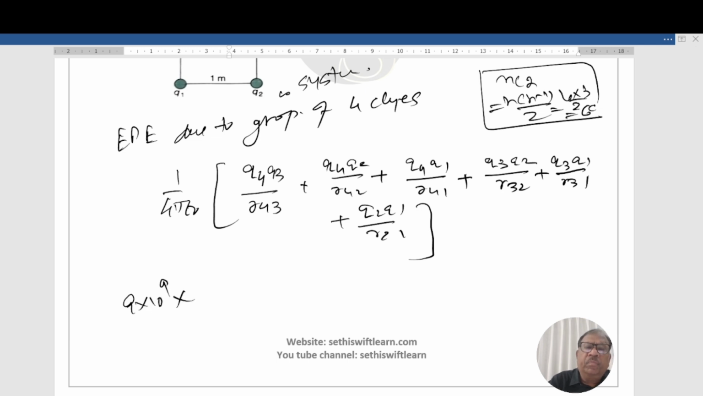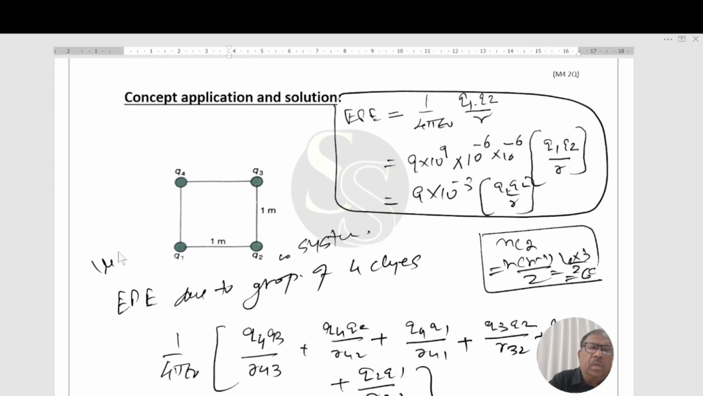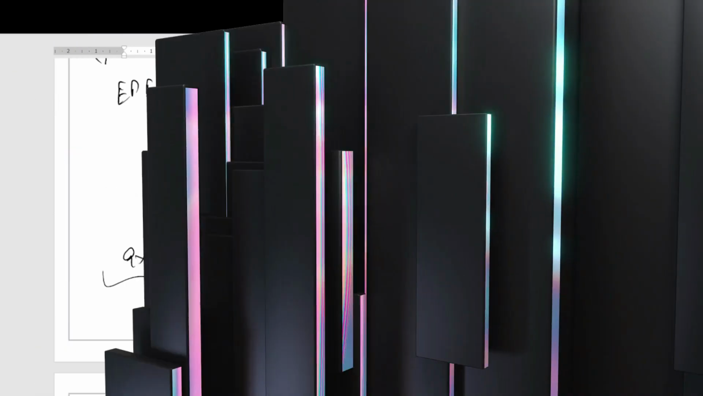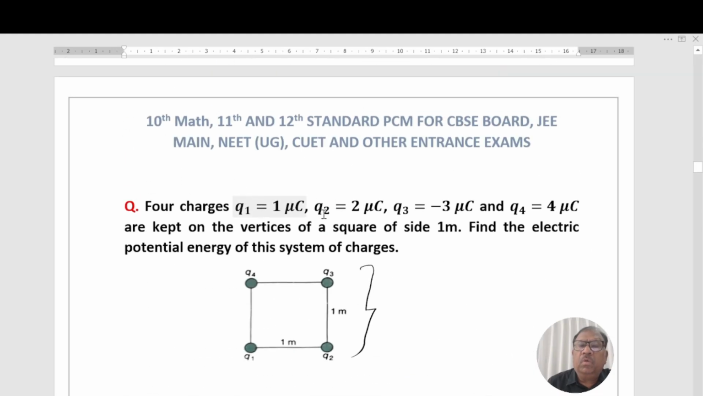इसका कॉमन ले लेंगे, 10 to the minus 6 into 10 to the minus 6, ये कॉमन ले लिया. इसकी जो वैल्यू गिवन है हमें, ये 1 माइक्रोकूलम है, ये 2 माइक्रोकूलम है, ये -3 माइक्रोकूलम है, ये 4 माइक्रोकूलम है. 1 मीटर, ये डिस्टेंस डायगोनली होगी, √2 मीटर हो जाएगी, ये भी √2 मीटर हो जाएगी. Now we will substitute the values. On substituting the values, 1 1 2 2 3 का नेगेटिव है, 4 का पॉजिटिव है बस.